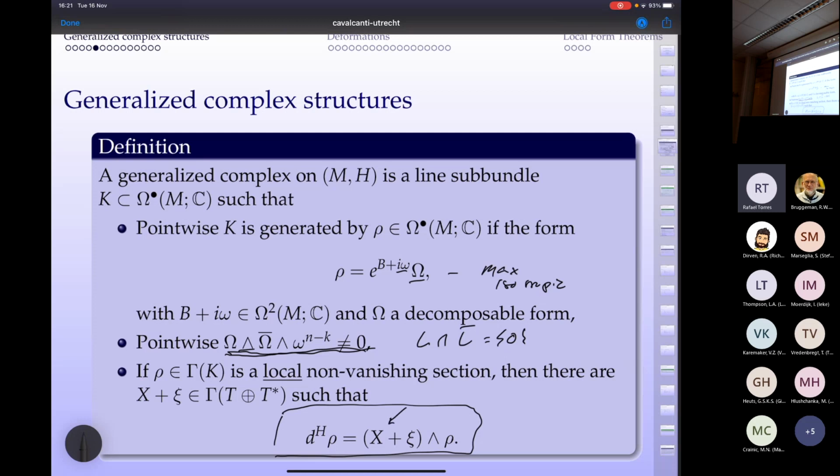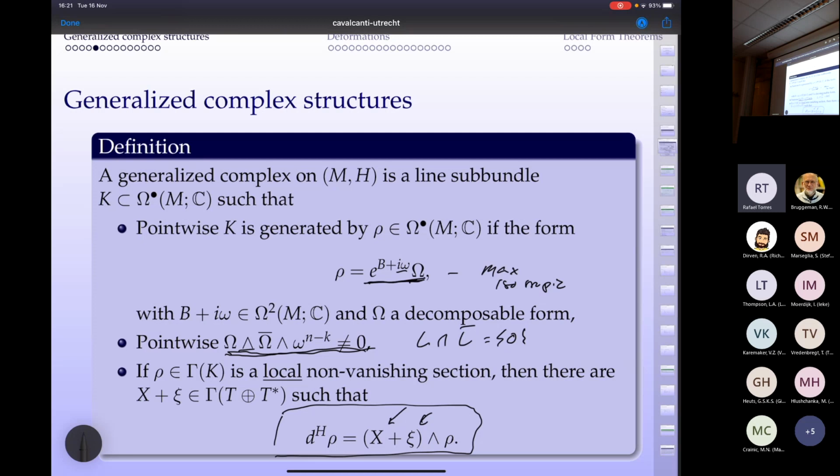Here, x is a vector, so it acts on forms by contraction, interior product, and xi is a one form, it acts on rho by exterior product. So x decreases the degree, and xi increases the degree. First time we see this kind of thing here, it looks really weird because it's a multi-degree form.